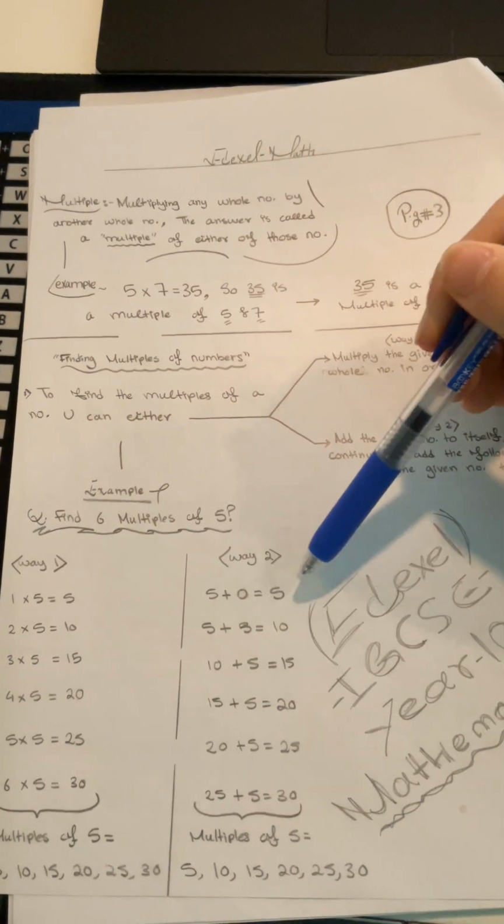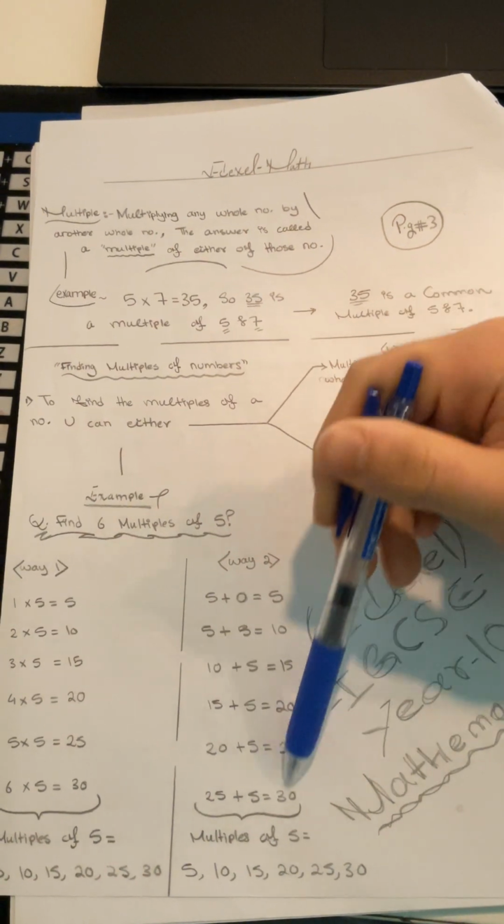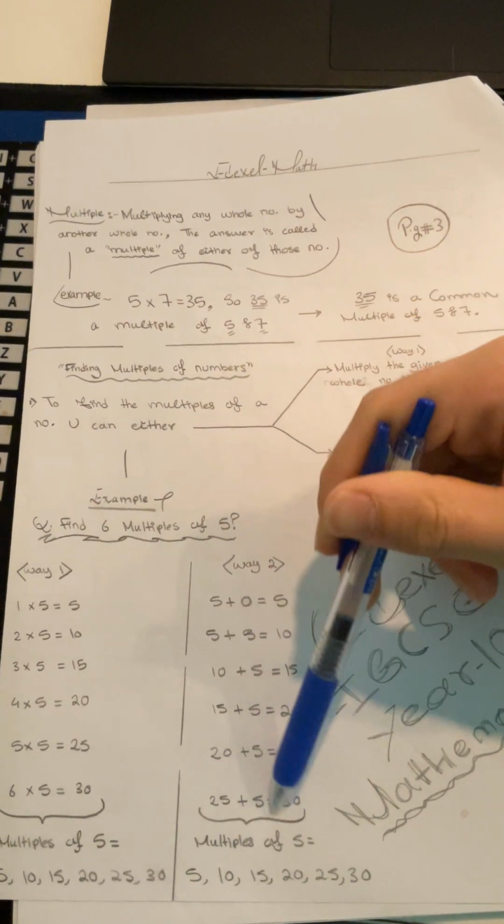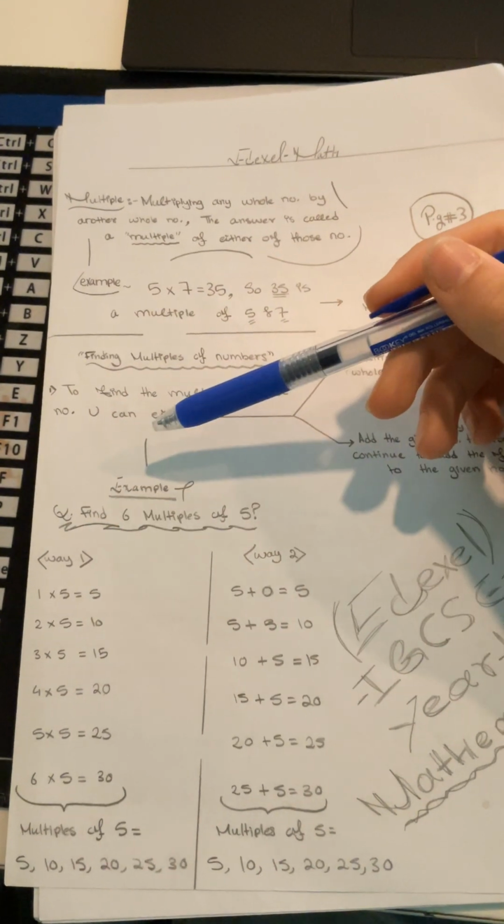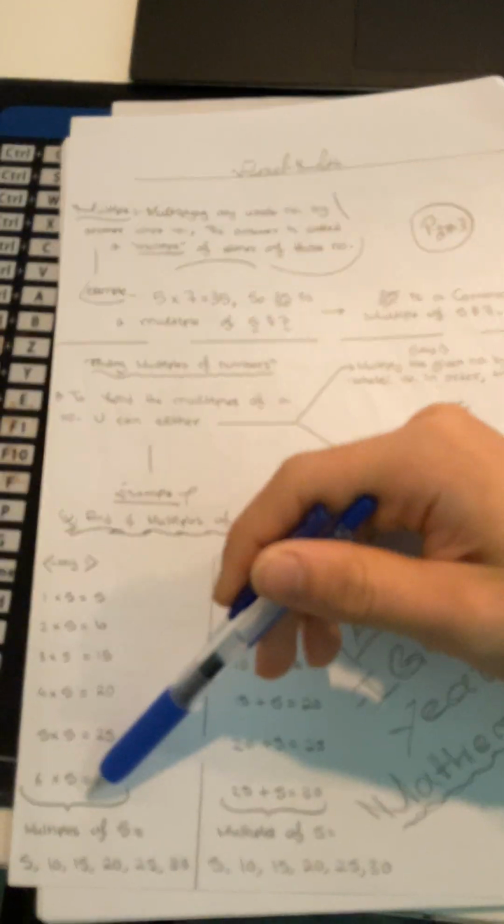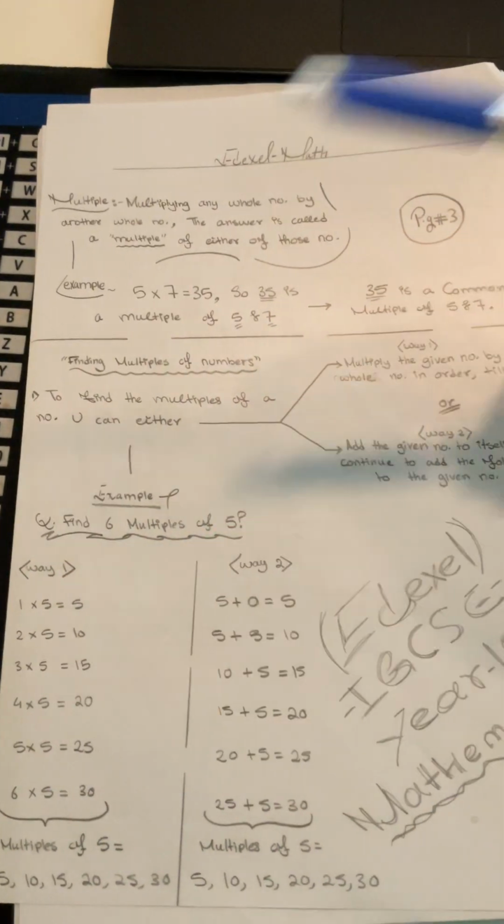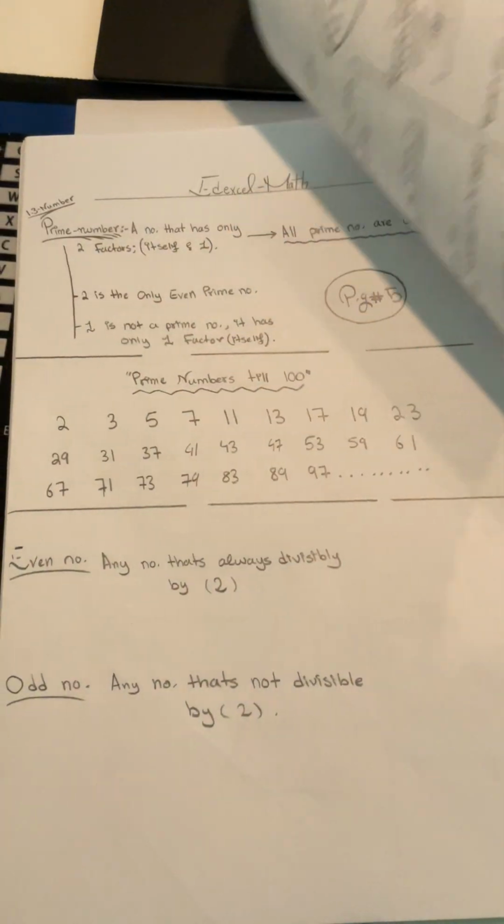So 5 plus 0 is 5, 5 plus 5 is 10, 10 plus 5 is 15, 15 plus 5 is 20, 20 plus 5 is 25, and so on and so forth. Take all these sums and that is your multiples. Or you can just use the multiplication table: 5, 10, 15, 20, 25, 30, up till you reach 6 numbers, and those are your multiples. As easy as that.